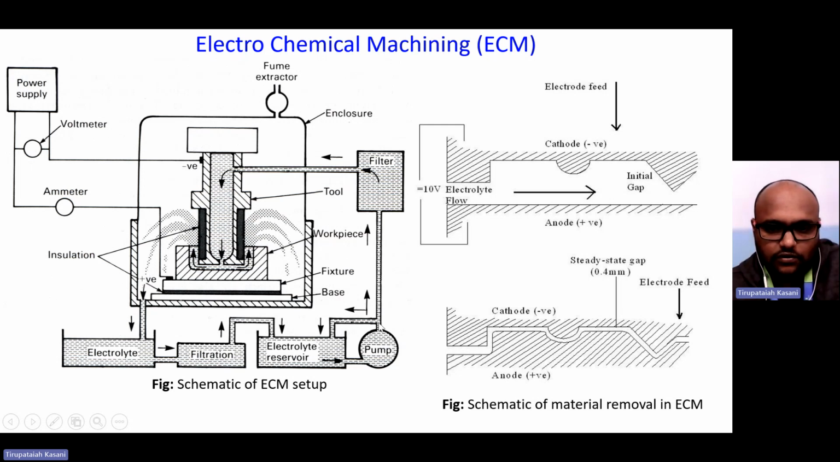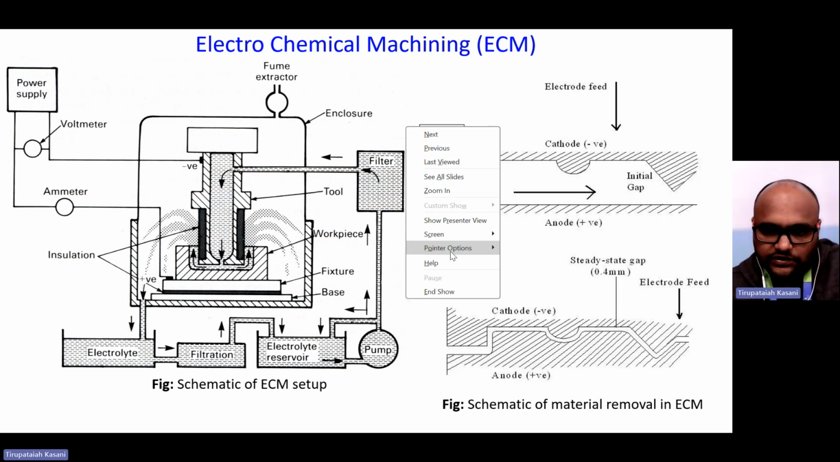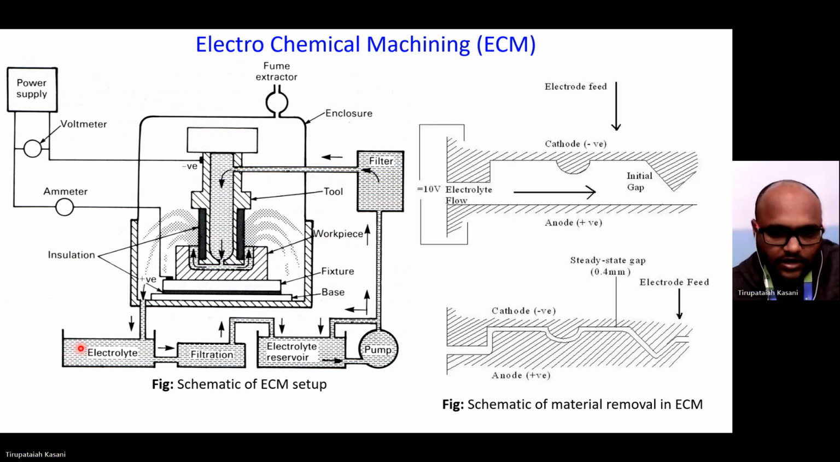Let me enable this pointer. The electrolyte flows from the electrolytic reservoir to the pump, to the filter, to the tool and to the machining zone, and from here to the electrolyte collecting tank. From this, after filtration, again the fresh reservoir pumping. This is a closed circuit, meaning the electrolyte circuit is closed and continuously circulating.